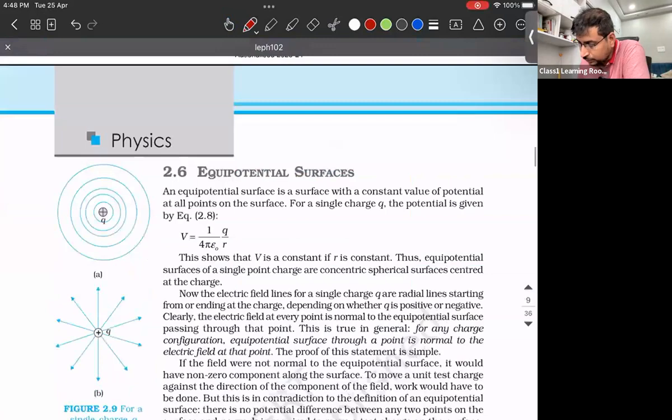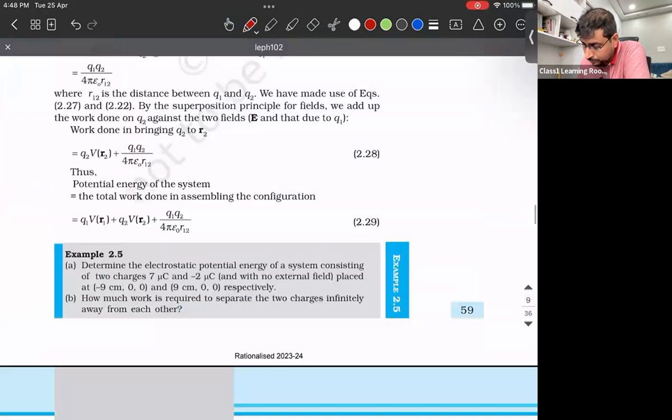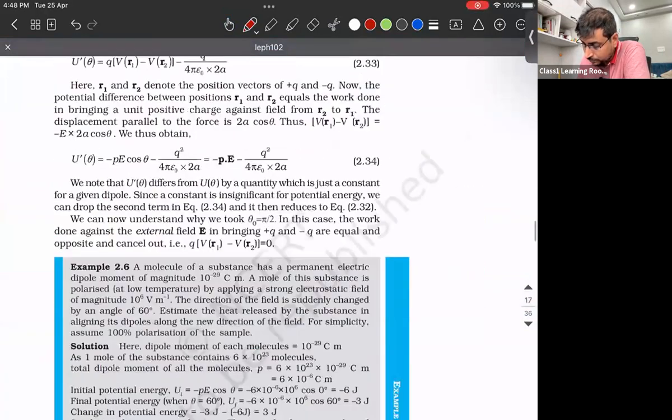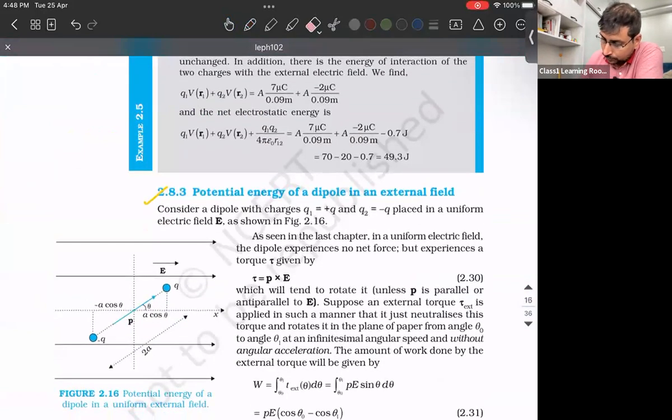So now write down the next topic. The next topic is going to be potential energy of a dipole in an electric field. So it is going to be potential energy of a dipole in an electric field. So done.